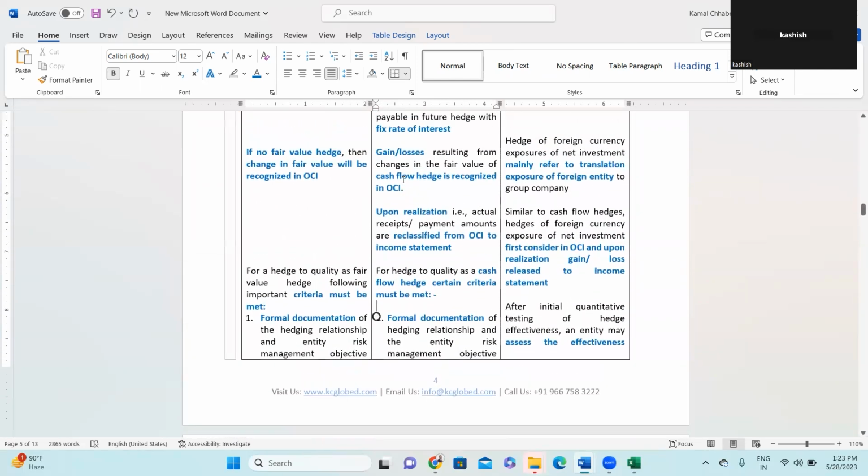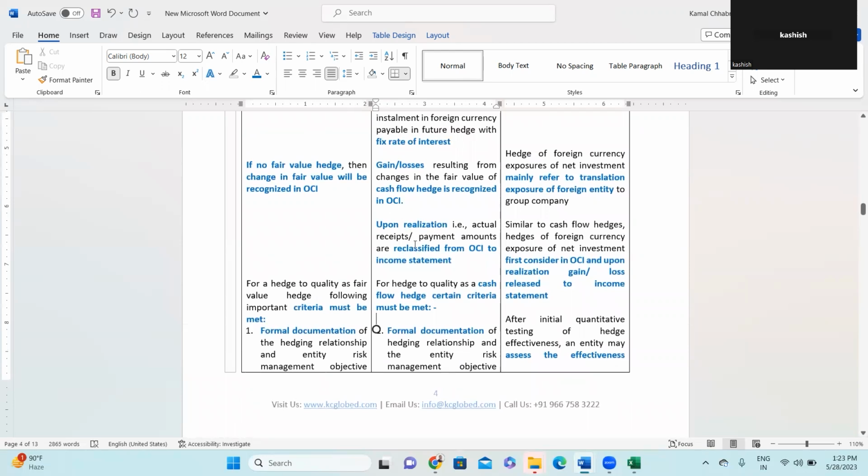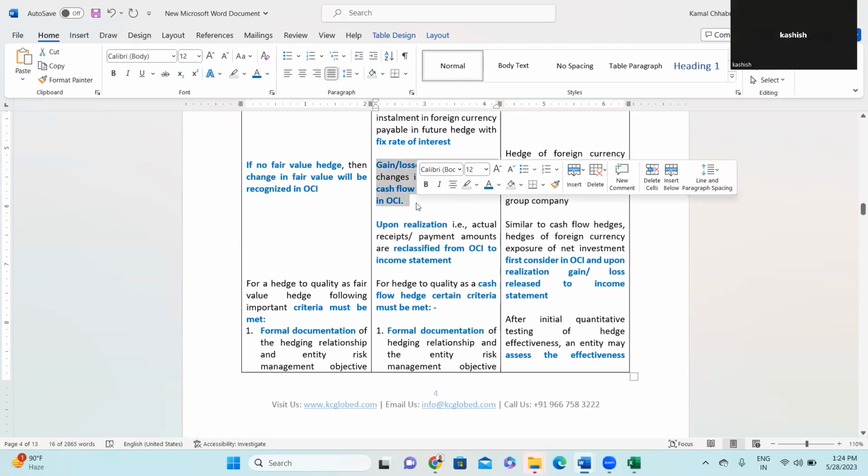And here it is, sir. If no fair value hedge, then change in fair value will be recognized in OCI. So sir, this will not be in the income statement? On this one you are saying? No sir, this first one. If no fair value hedge.